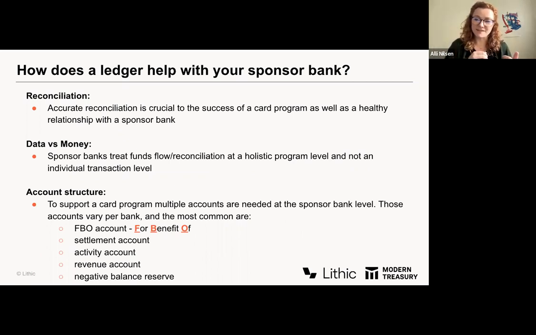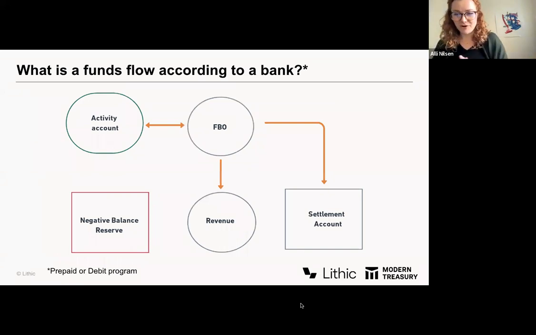Some of the basic accounts that will be opened are your FBO, which is a for benefit of account, a settlement account, an activity account, a revenue account, which is key for a lot of people, and a negative balance reserve. I'm going to now talk about how all these accounts interact with one another, because you're probably wondering why you need more than just one. So let's start with our FBO.